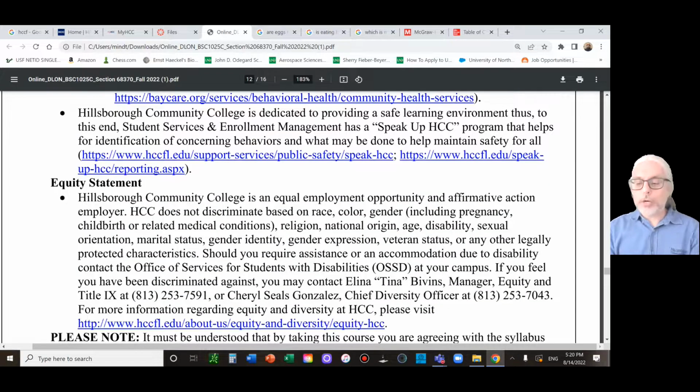There's the equity statement. It means no matter where you are at HSC, no matter what class you're taking at HSC, you should feel comfortable and welcomed. No matter what the situation is, race, color, gender, religion, national origin, age, disability, sexual orientation, marital status, et cetera, whatever it is, you should feel comfortable and safe at HSC. And if that is not happening, talk to us.